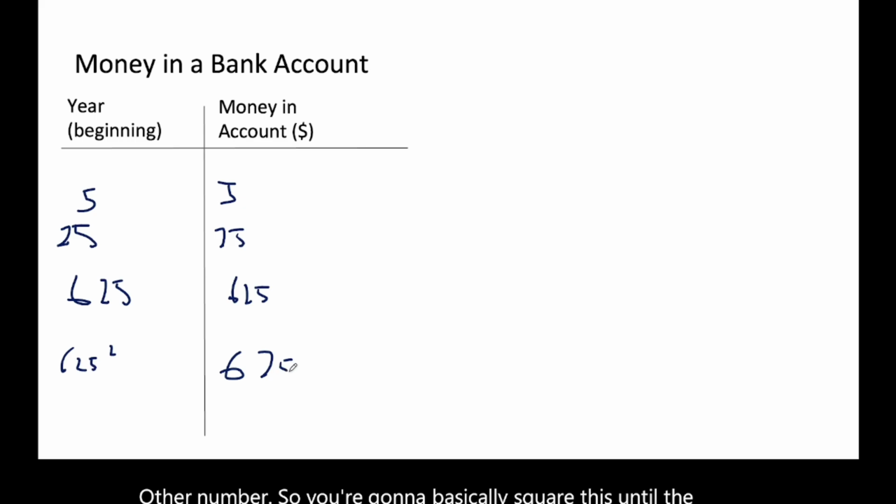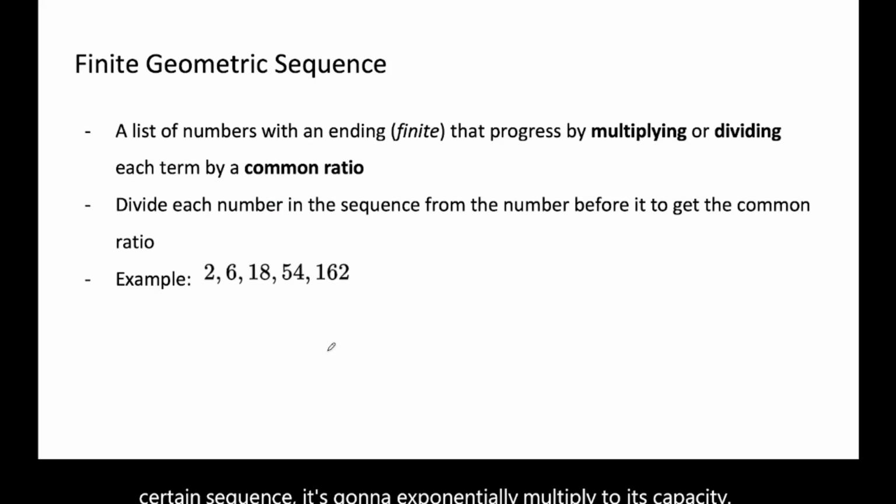So you're seeing here that the money in the account is going to grow exponentially at a certain point. That's kind of what we're seeing in a geometric series. At a certain sequence, it's going to exponentially multiply to its capacity. So let's talk about finite and infinite geometric series beforehand.